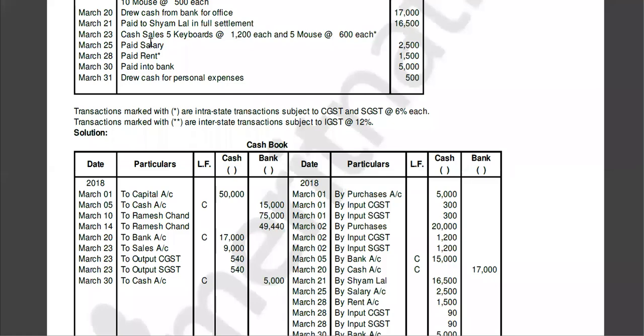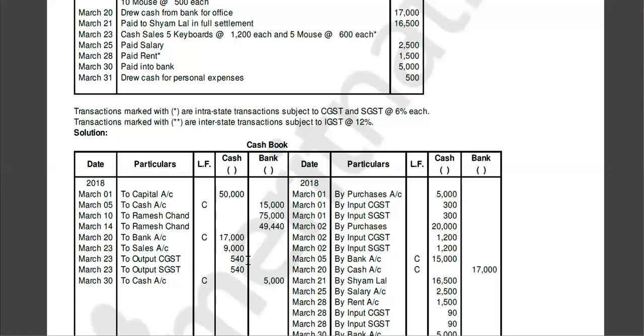Then see cash sales, March 23rd cash sales. So cash account debit to sales account. Here cash playing debit role. You just place your hand in the debit side cash column and write to sale. How much did you sell? 1,200 into 5, the same way 600 into 5. The total amount is 9,000.